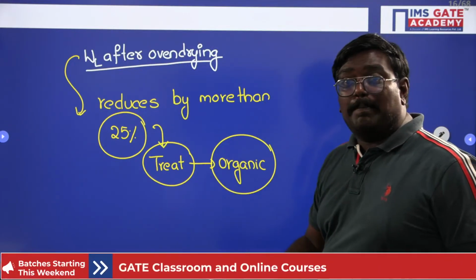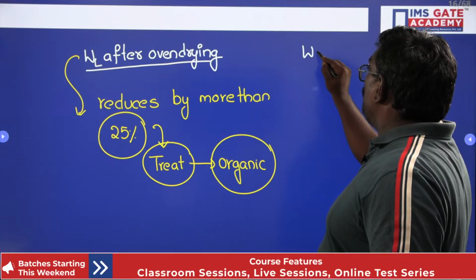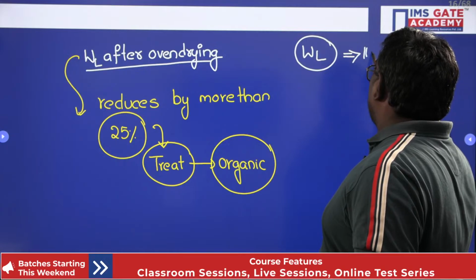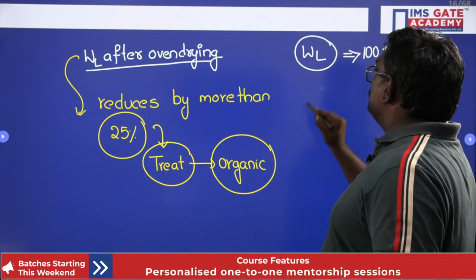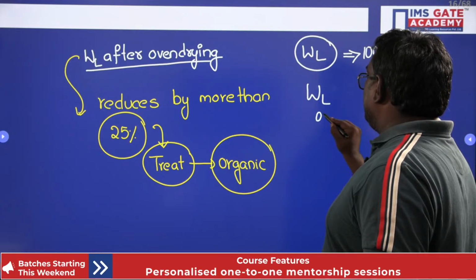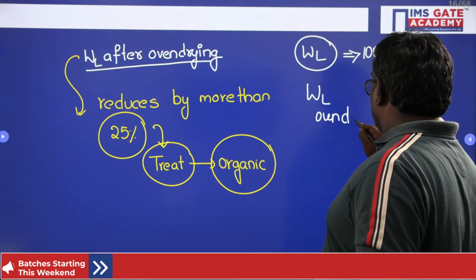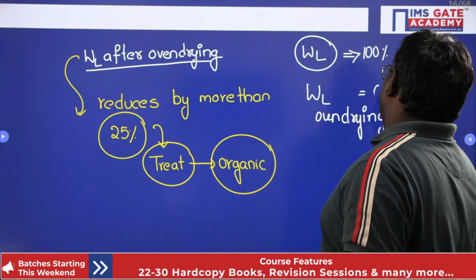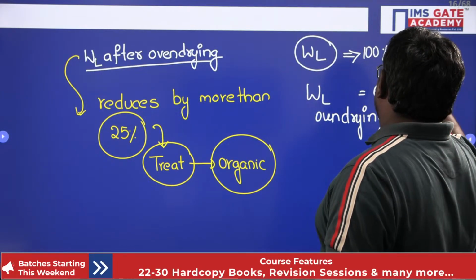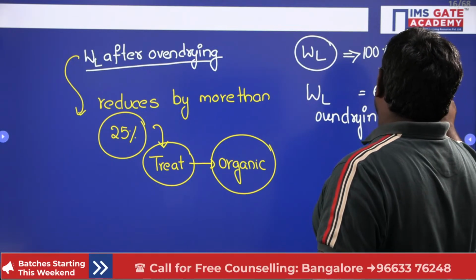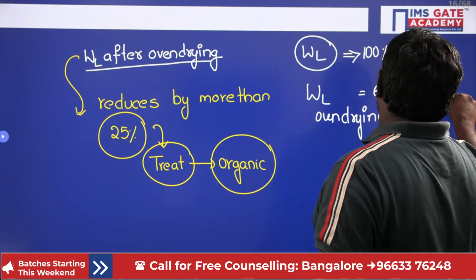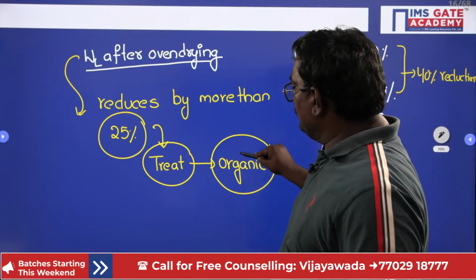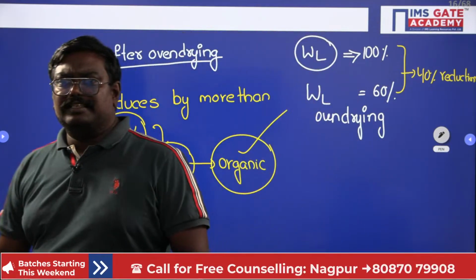Organic. Suppose, see students, if you have a liquid limit equal to some 100 percentile, assume. Now, liquid limit after oven drying has become 60%. Now, how much percentage is it reduced? 40% reduction. So, in this case, there is a 40% reduction. So, when I talk about 40% reduction, then we take this soil as organic. Srujana, is it clear, Amma?